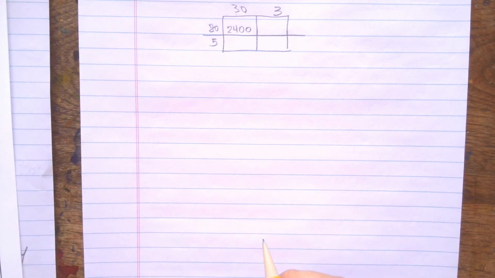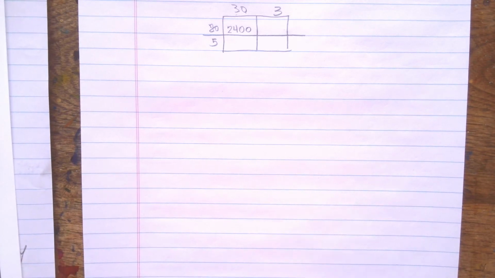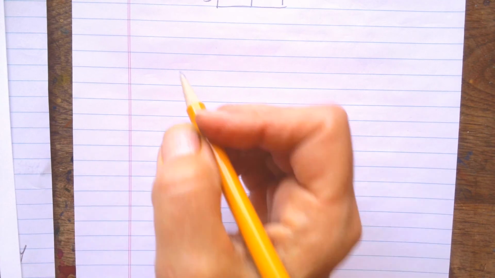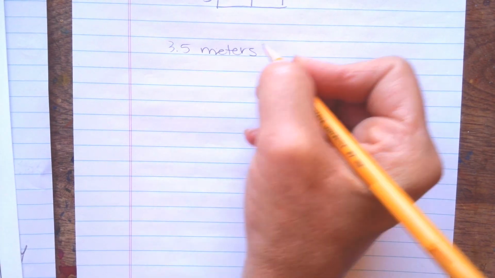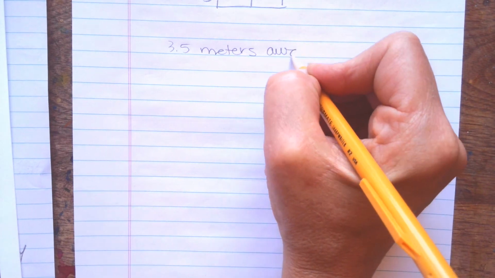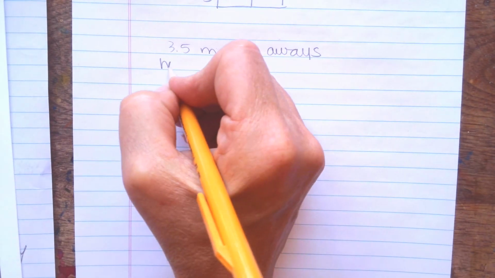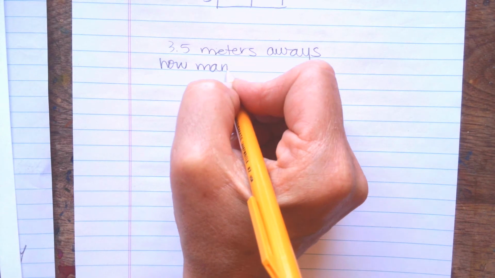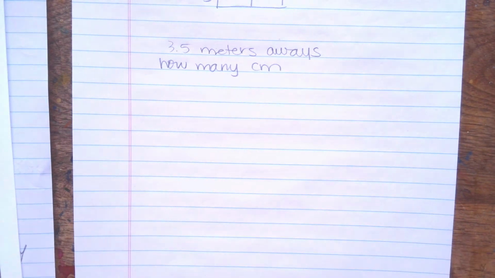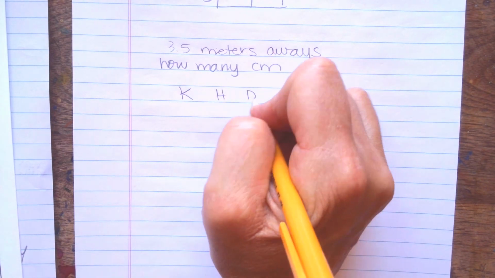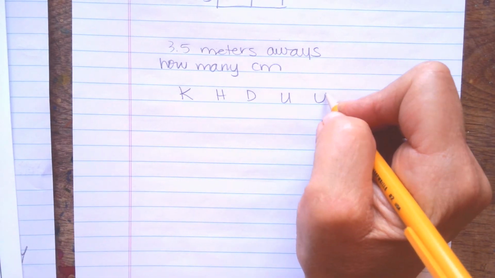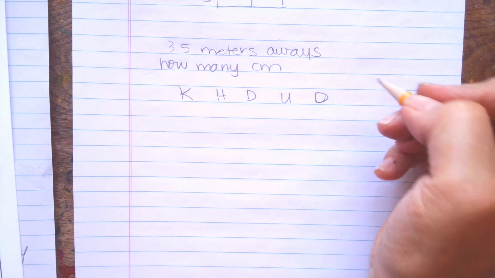Tom's dart hit the target's bullseye from 3.5 meters away. How many centimeters is that? So how would you figure that out? It's okay if you don't know. Just tell me.